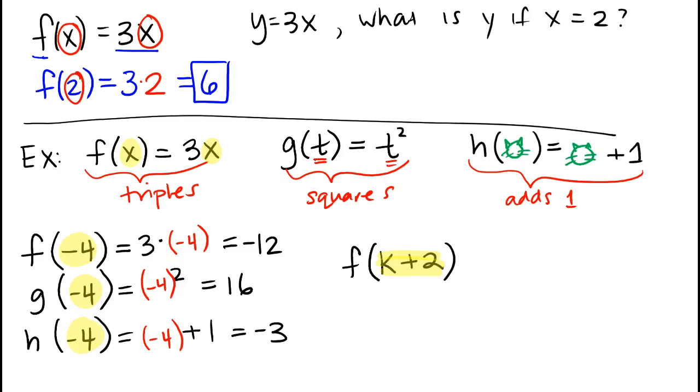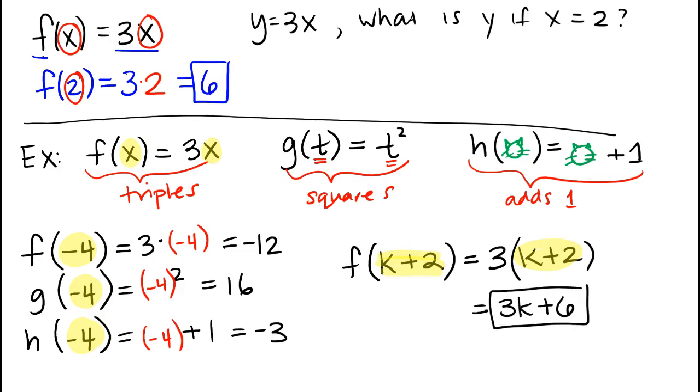I'm still going to triple whatever my input was. The one thing here is that you do want to make sure that you use parentheses, because if I don't use parentheses, I may not be tripling the whole value, right? I want to triple all of k plus 2. So if we wanted to, we could simplify this by distributing, and then we have our final answer. And this is as good as it gets. If I have a variable in my input, I'm going to have a variable in my output as well. The only time I'll have a nice pretty number is if I plugged in a nice pretty number.